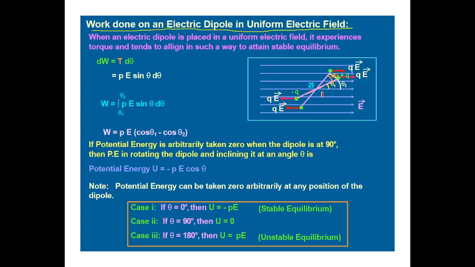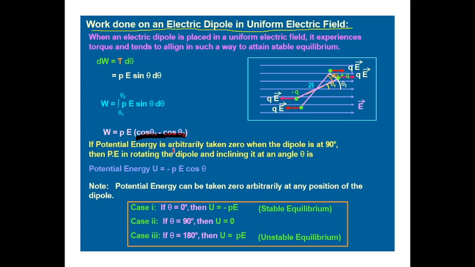In this way, the amount of work done dW equals torque times d theta. Torque equals PE sine theta, into d theta. So work done equals the integration. Suppose it is rotated from theta 1 to theta 2. Work done is the integral of PE sine theta d theta. The integration of sine theta is minus cos theta, so applying the limits, work done equals PE (cos theta 1 minus cos theta 2).